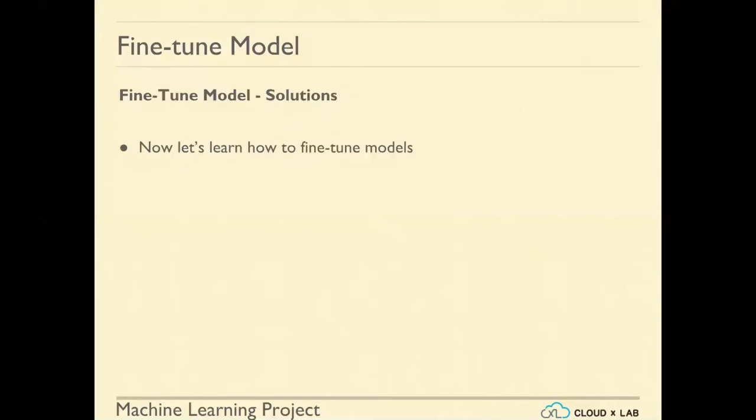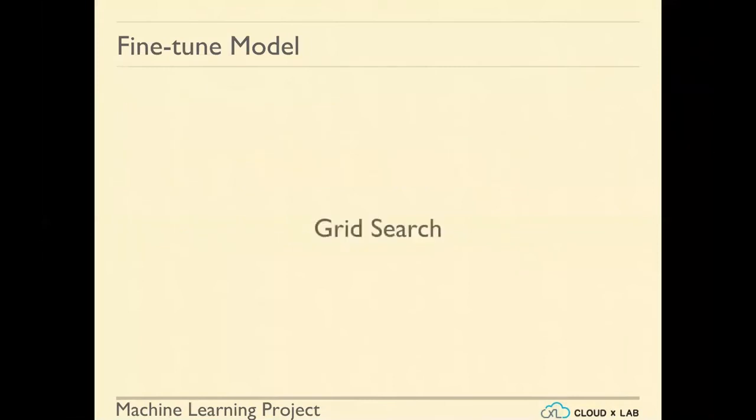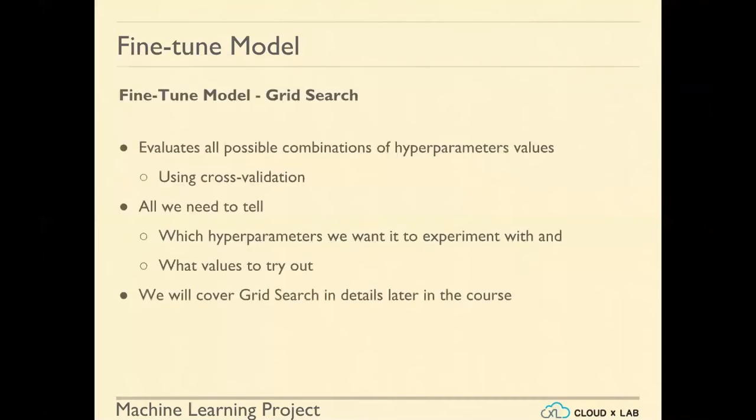You'll learn how to fine tune the models. One solution is to fiddle with hyperparameters manually until we find a great combination of hyperparameter values. Doing this manually is a very tedious task, and we may not have time to explore many combinations. So what we do is we use grid search. Grid search is an interesting concept. We evaluate all possible combinations of hyperparameter values using cross-validation.